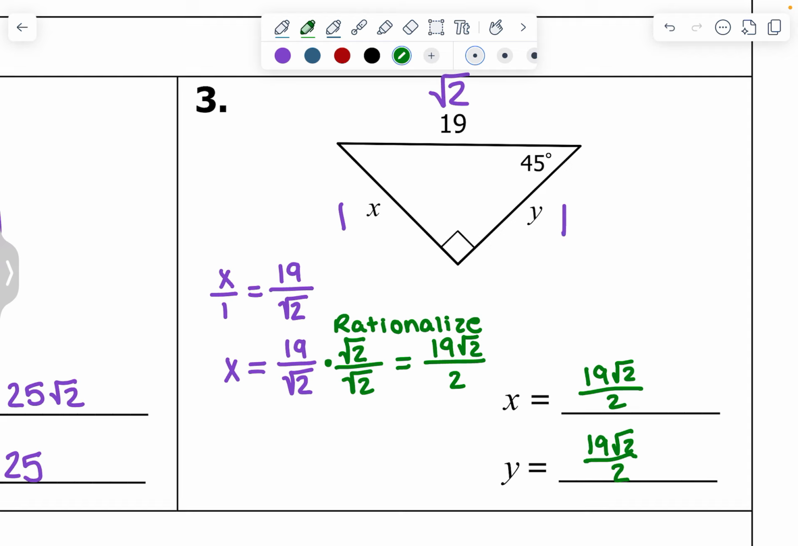You might be thinking, Miss, why didn't you use the shortcut you showed us yesterday when it came to rationalizing? Well, the reason I didn't use the shortcut is because 19 doesn't divide by 2 evenly. And so when it doesn't divide evenly, and you can't just put that divided number and tack the 1 at the end, you do have to rationalize by multiplying by 1.